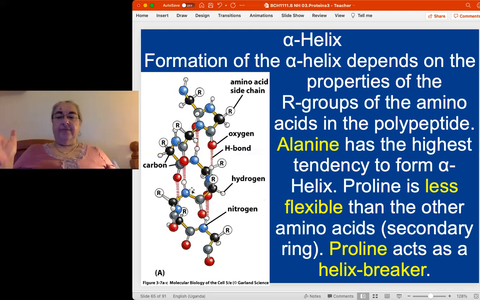At the other end of the scale, proline, because of its imidazole ring structure, because its R group is joined to the polypeptide backbone, it's a lot less flexible than any of the other amino acids, and it is not able to take part in an alpha helix. So if there is a sequence of amino acids that are forming an alpha helix, and then there is a proline, proline will be the end of the alpha helix. Proline acts as a helix breaker.